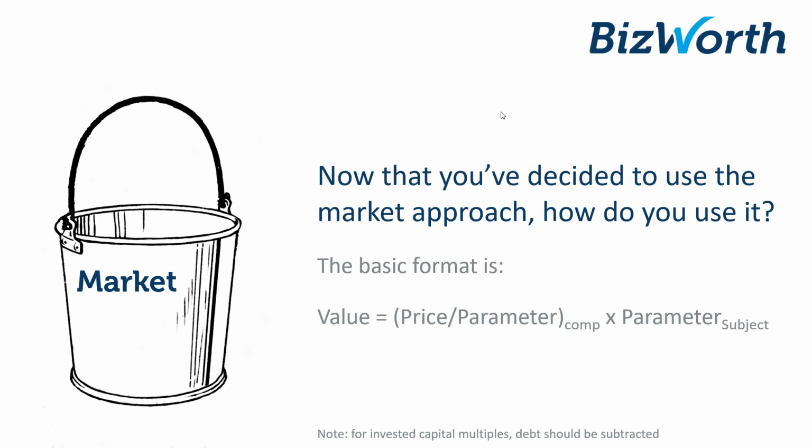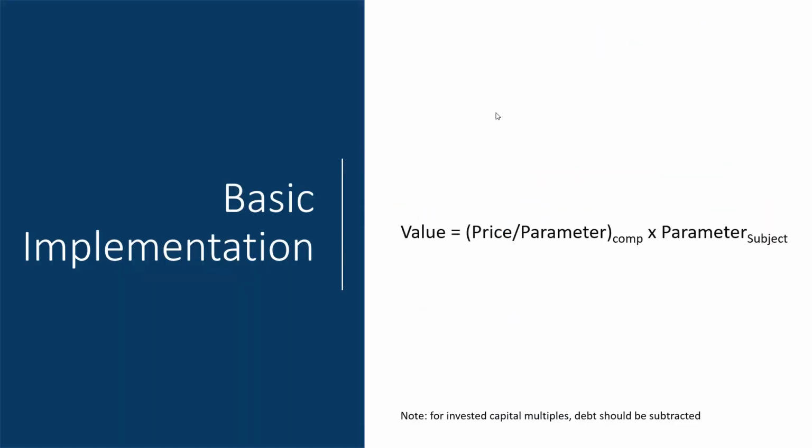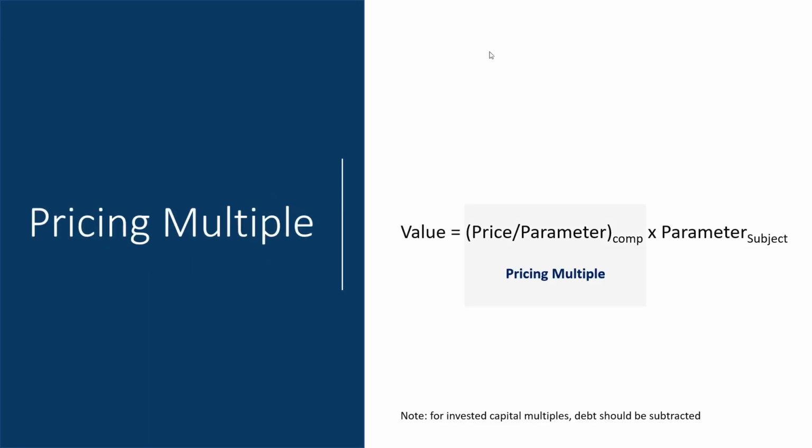Now that you've decided to use the market approach, how do we use it? Well, there is a basic formula. This is it. So we're going to cover this formula. The value of a business, of the subject company, is based on the price of the comparable transactions divided by the parameter, multiplied by that parameter of your subject company. Now, this isn't going to make a lot of sense at this point, but let's break down each one of these and explain them more clearly.